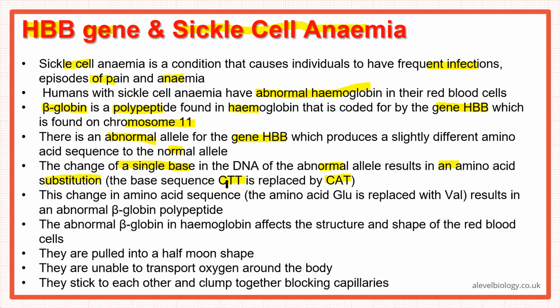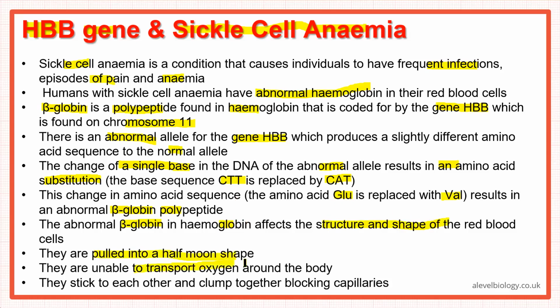So CTT is coding for the amino acid glutamic acid, right? And CAT is coding for valine. So there is only a substitution in the sequence of one amino acid, right? So this results in an abnormal beta globin polypeptide, right? So instead of the normal beta globin, there's an abnormal beta globin now. So abnormal beta globin and hemoglobin affects the structure and shape of the red blood cells, right? And the shape actually becomes such that these cells are pulled into a half moon shape.